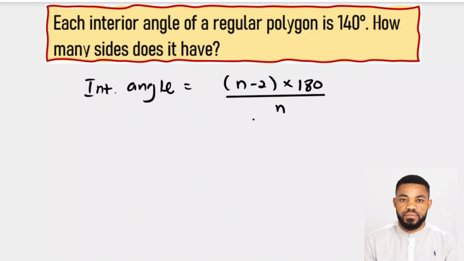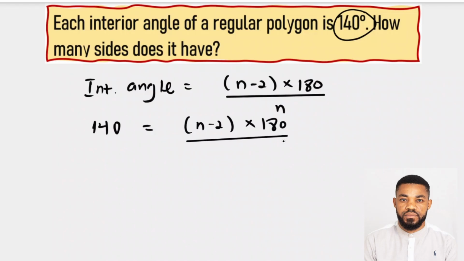Now let's make substitutions. The interior angle was given in the question to be 140. In place of this interior angle, I just have to write 140 here, and that is equal to the whole of this one, n minus 2 times 180 all over n. So that is what we have. So at this point, what do we do? This is an equation. We have to find the value of n. So now we have to get rid of this fraction by multiplying this whole equation by the LCM, and the LCM is going to be n.